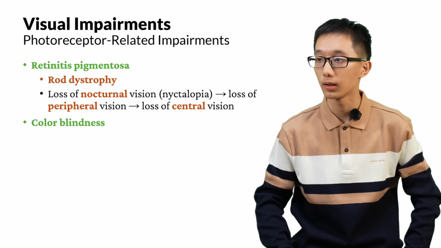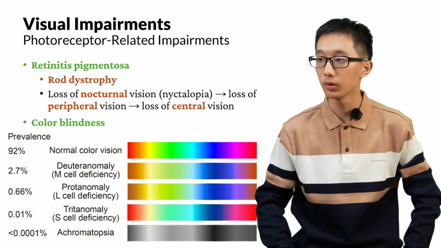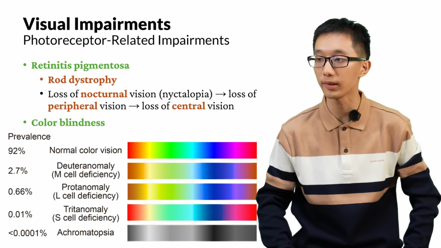Color blindness. Color blindness comes in many varieties. We have deuteranomaly, protanomaly, tritanomaly, and achromatopsia. Deuteranomaly is a kind of color blindness where we don't have M cells. M cells, as we may recall, are cone photoreceptors that are responsible for receiving green light. Protanomaly is the case where we have a deficiency of L cells, which are cone cells that are responsible for red light.